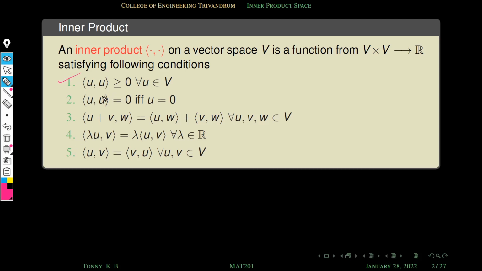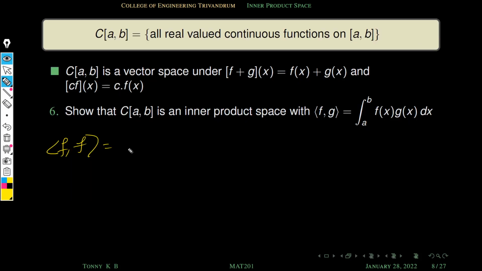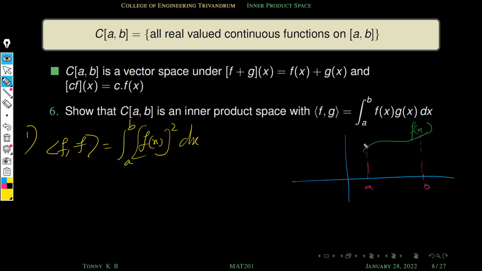So first we consider the inner product of f, f. By definition, what is this? Integral from a to b of f of x into f of x dx, that is f of x square. What is the geometrical interpretation of a definite integral? Suppose this is our function f of x in the interval [a, b]. Then what is the meaning of the integral from a to b of f of x dx? Geometrically, this means the area between the curve and the x-axis. Here instead of our function f of x, it is f of x square.